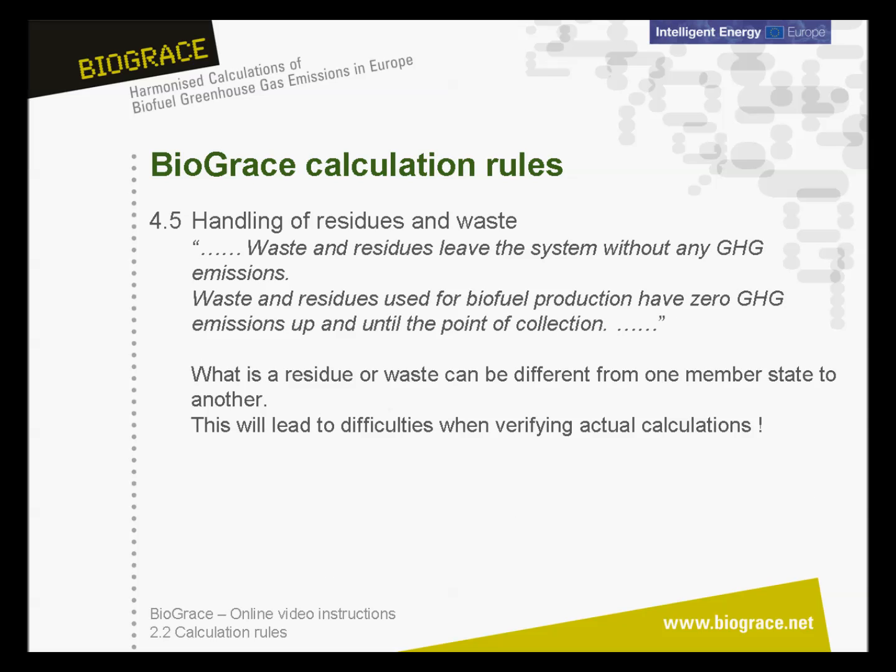Rule number 4.5 is on residues and wastes, which leave the system in which they are formed without any greenhouse gas emission. So, for instance, used cooking oil leaves the restaurant in which it was used without the need to determine the greenhouse gas emission for production and using the cooking oil. However, the point of waste creation is at the restaurant. As a consequence, the transport of the used cooking oil to the collection and processing site, where it is made ready to be processed into a biofuel, has to be included in the greenhouse gas calculations. This is not very clear in version 4C of the BioGrace-I tool, and will probably be improved in version 5.